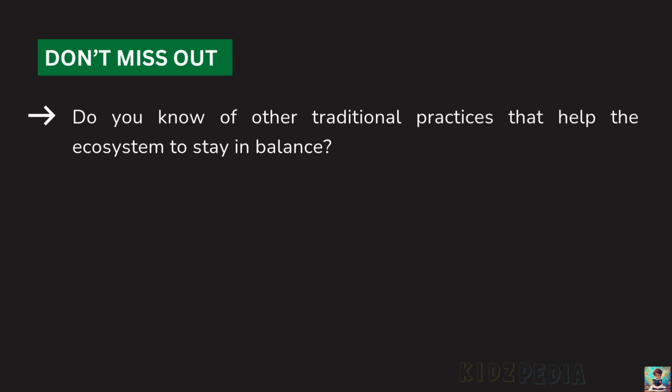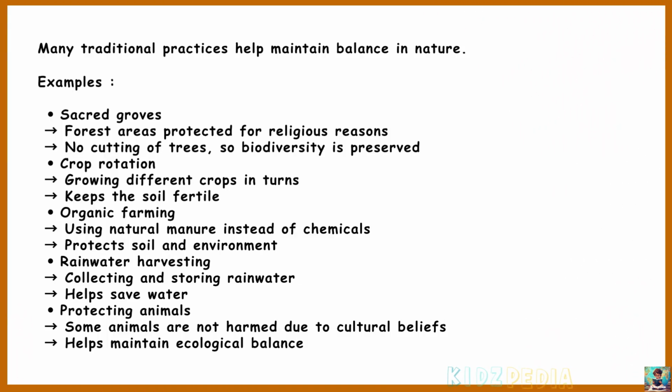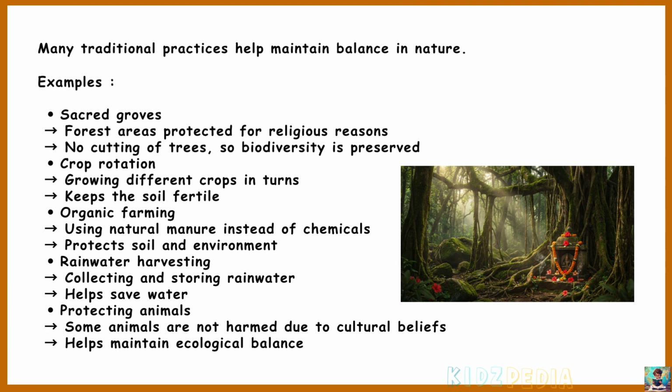So, before we had big factories, people lived very closely with nature. They didn't just stay, they made sure to give back. For example, many communities had sacred groves, that is small patches of forest where no one was allowed to cut trees or hunt. This kept the local ecosystem safe.